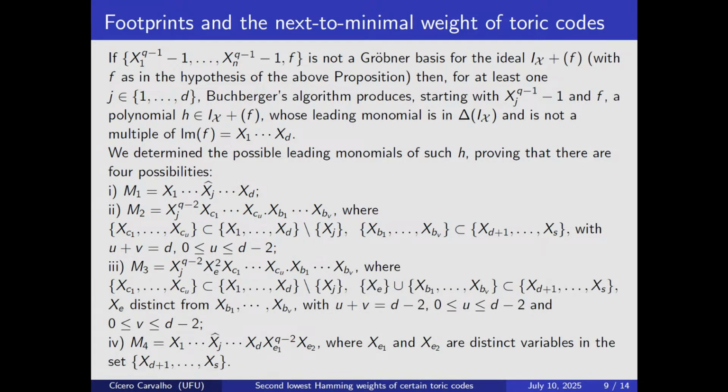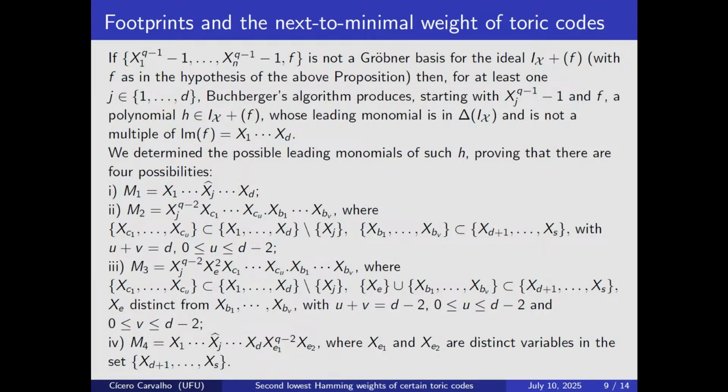So we have another family of monomials, which is this M3. So here we also describe where these variables may be, where these variables may be. We also have that u plus v is equal to d minus 2. Here's the range of variation of u and v. And we also have a family of this type. Here we have a family because we have these two variables, and they can be any distinct variables in this set. Okay, so now we know the possible leading monomials that may appear as leading monomial of h.